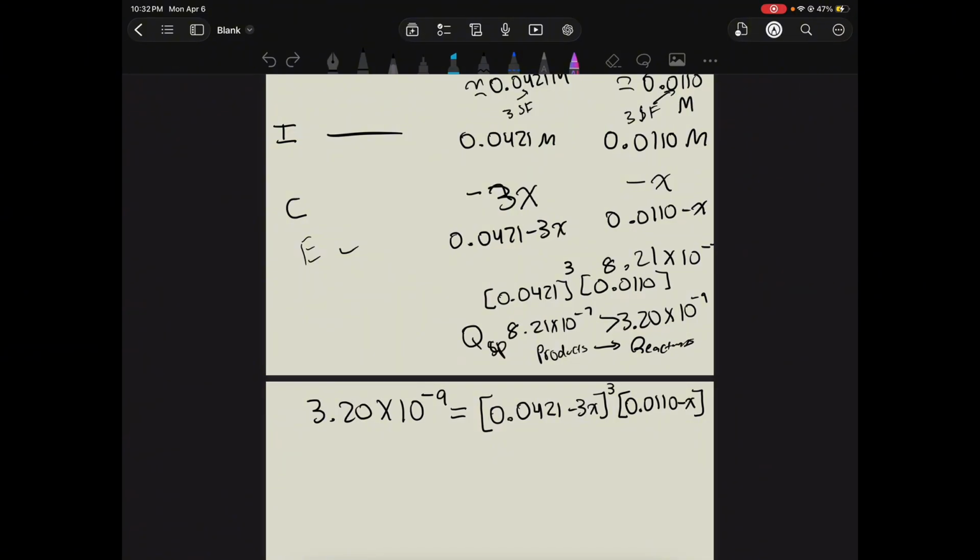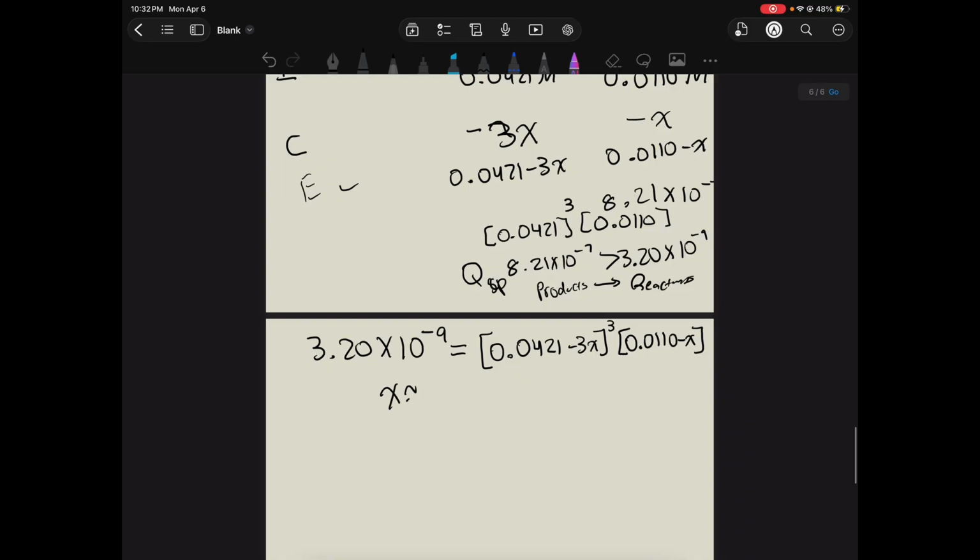Okay. Next, we go into the numerical solver, where on the left side it would be 3.20 times 10 to the power of -9, and then on the right side, it'd be 0.0421 minus 3x, cubed. Make sure you have your parentheses, times 0.0110 minus x. So we set our x equal to 0, and then we get an x value of about 0.00962, and it should be 3 sig figs, because these are all technically 3.